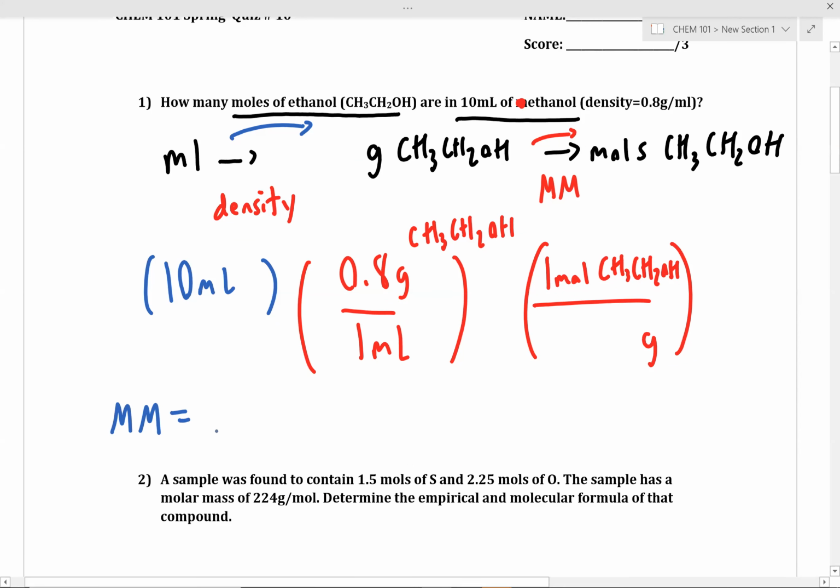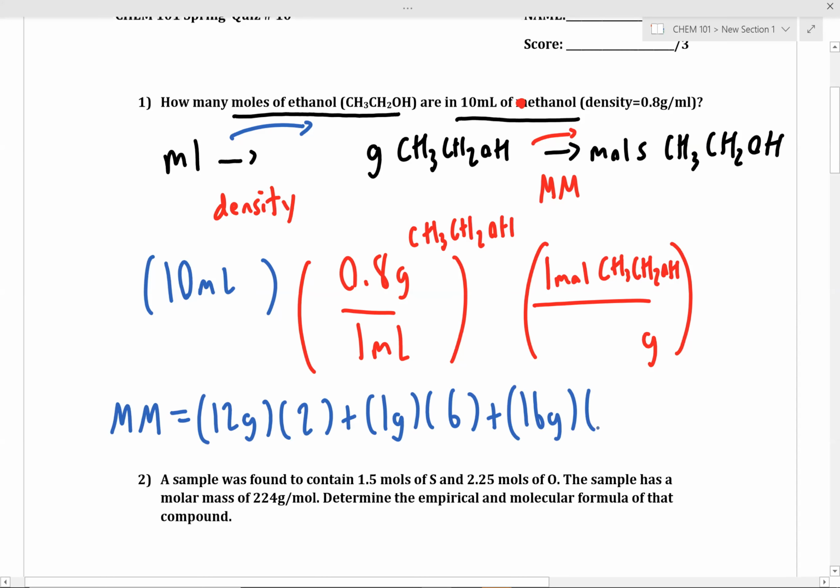So carbon has a mass of about 12 grams per mole. And how many carbon atoms do we have in ethanol? 2. Okay, hydrogen has a mass of 1 gram per mole. And we have how many hydrogens? 6, exactly. Finally, what is the mass of oxygen? 16, so we have 16 grams per mole, and we have how many oxygen atoms? 1, exactly right. So if we punch that into our calculator, 12 times 2 plus 6 plus 16 gives us a molar mass of 46.